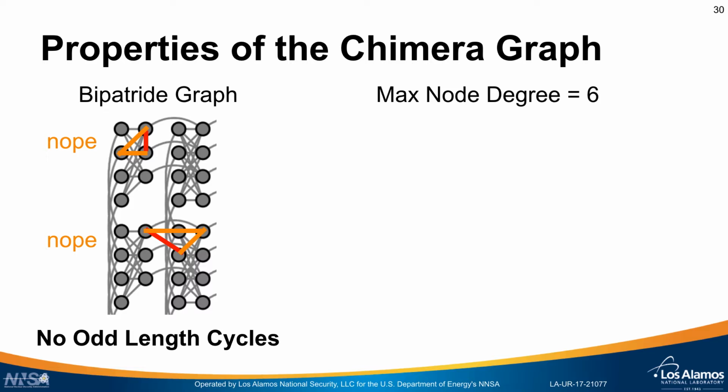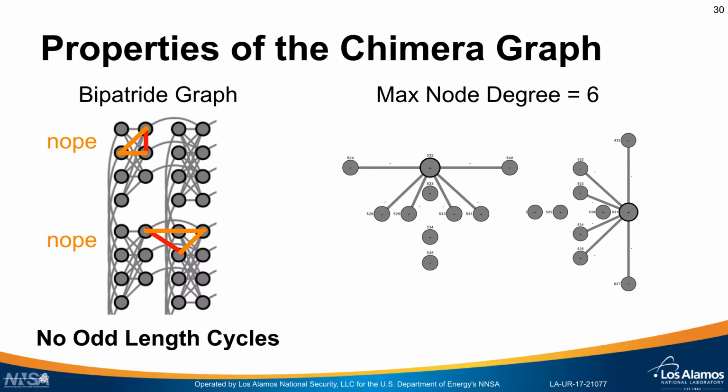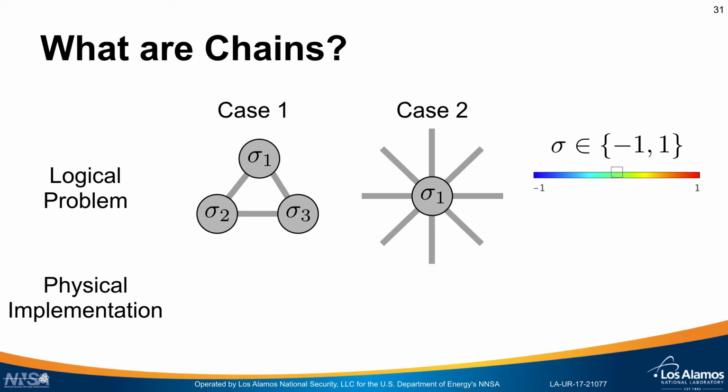The second property to notice about the chimera graph is that the maximum degree of any node in this chimera graph is 6. So if you look, it doesn't matter if you're at the top of one of these stars, you always connect to 4 nodes in your local cell and 2 nodes in your neighboring cell. Whether it's left or right or up and down, it always has that property. So now we're in a position to talk about what chains are.